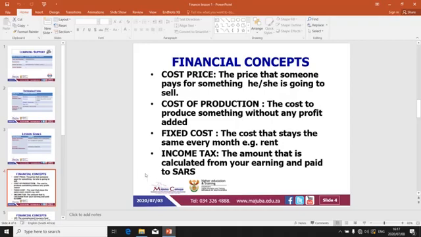The next concept is the income tax. What is meant by the term income tax? It is the amount that is calculated from your earnings and paid to SARS. SARS is the body that controls this tax in South Africa. It is known as the South African Revenue Services.